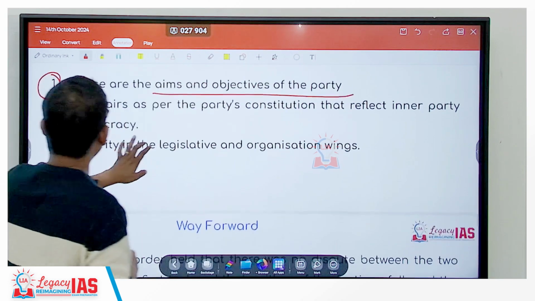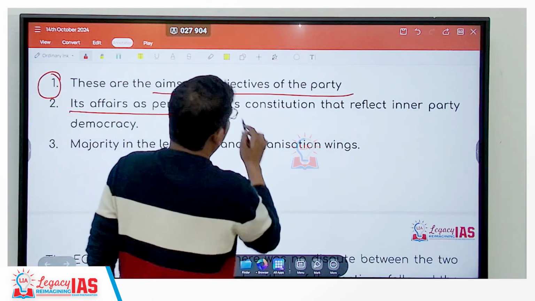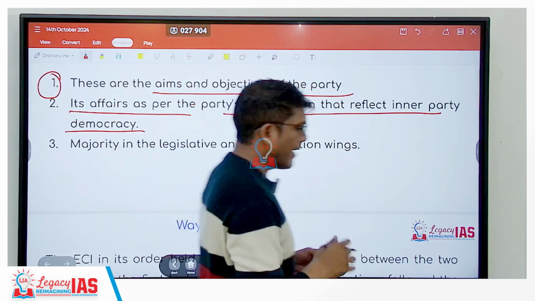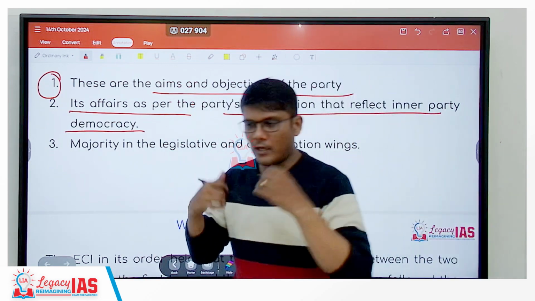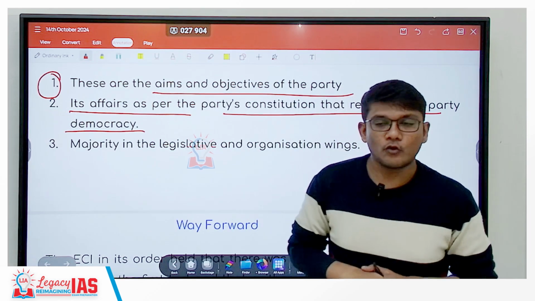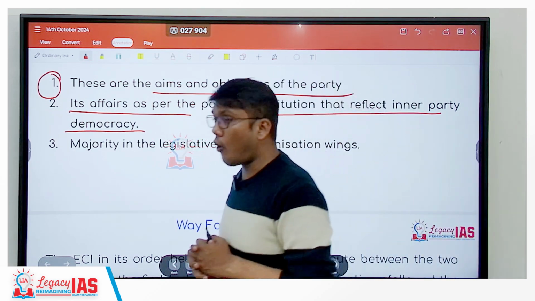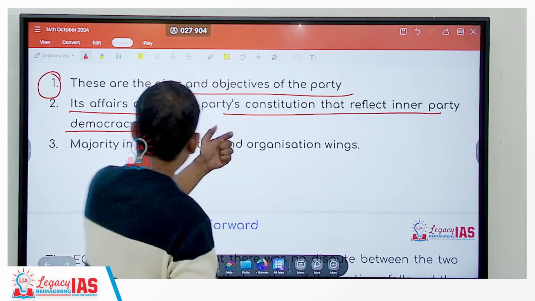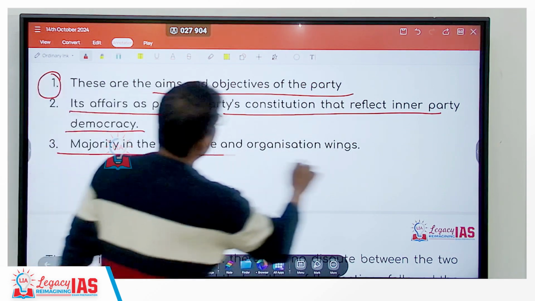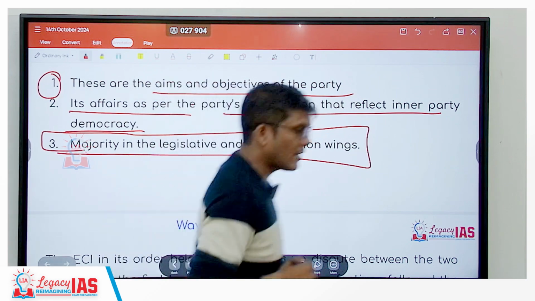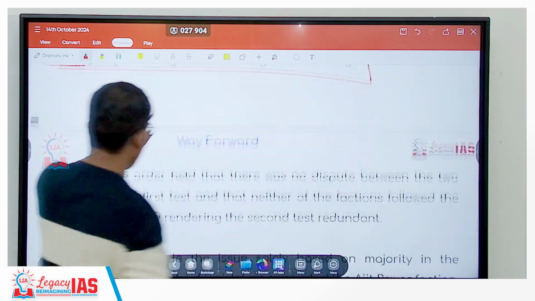So this is one thing. Second, its affairs as per the party's constitution that reflect inner party democracy. Inner party democracy, as in the political party also there will be president, vice president through election. So it also needs to be seen if all those democratic things are functioning or not. The third thing is majority in the legislative and organization wings.